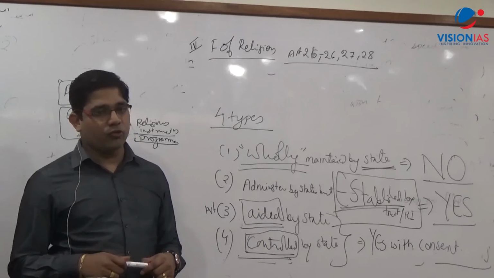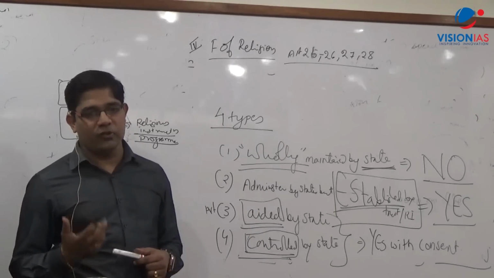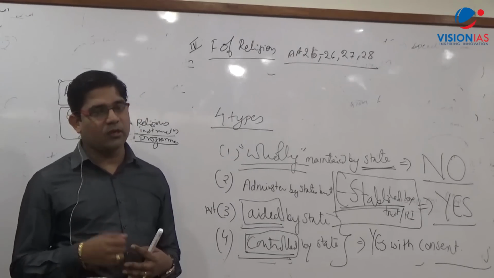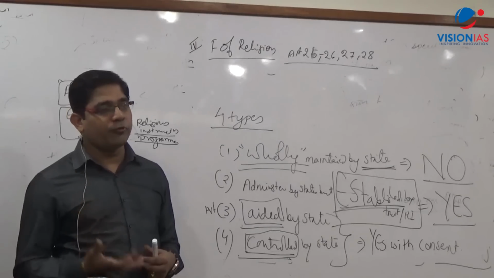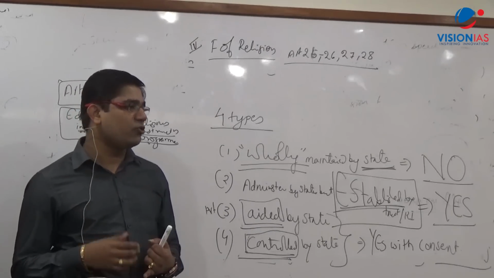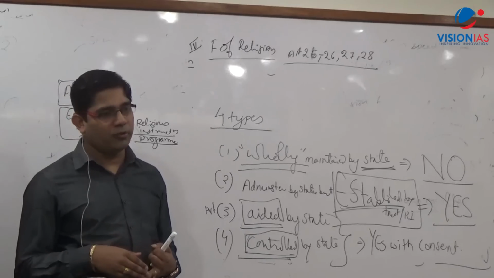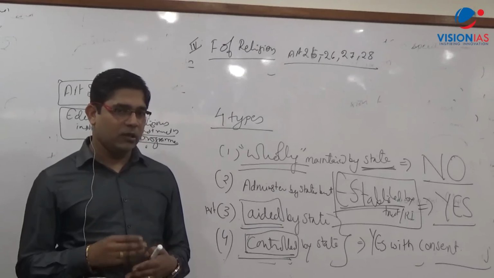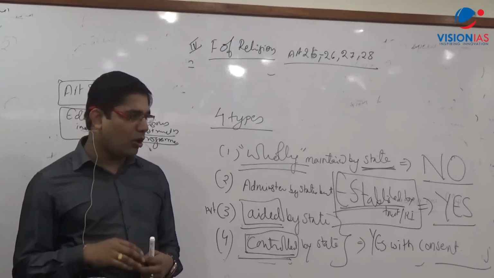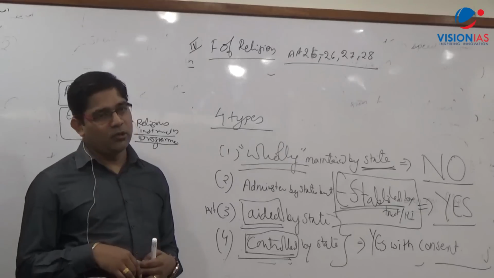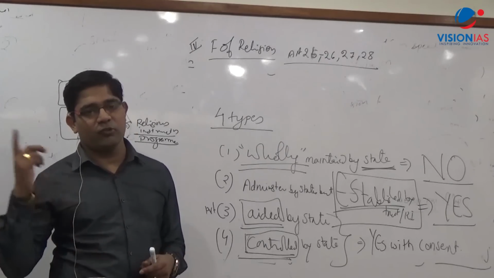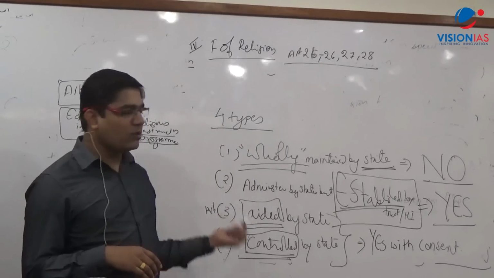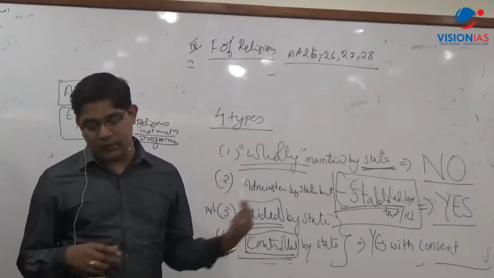Is that fine? Okay, so 25, 26, 27. 25 is the individual freedom, freedom of conscience, profess, practice and propagation. That is 25. 26 is a group freedom, that is the establishment of the institution, administration of institution, acquisition of property and administration of property, regulation of property by law. 27, freedom from payment of taxes which can be used only for one particular religion. And 28 is about freedom from religious instruction in the schools.